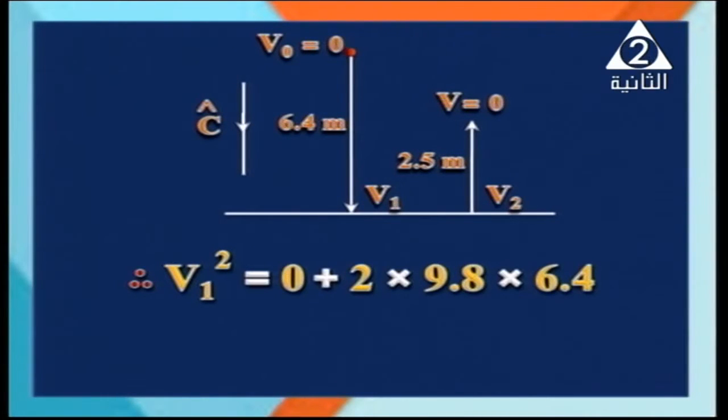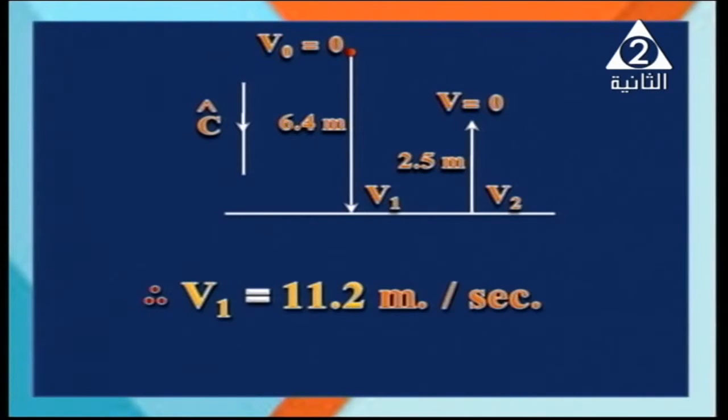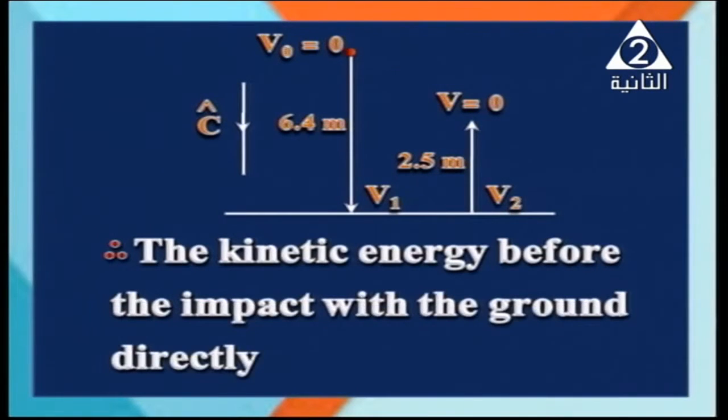v1 square equals 0 plus 2 times 9.8 times 6.4 equals 125.44. Therefore, by using the square root, the velocity of the ball before impact with the ground is 11.2 meter per second. The kinetic energy before impact with the ground directly equals T1 equals half m v1 squared.